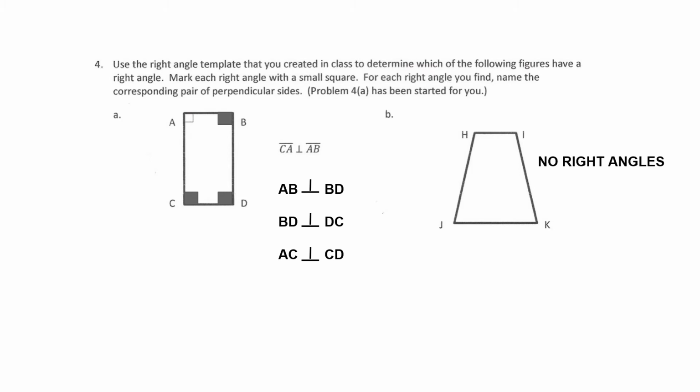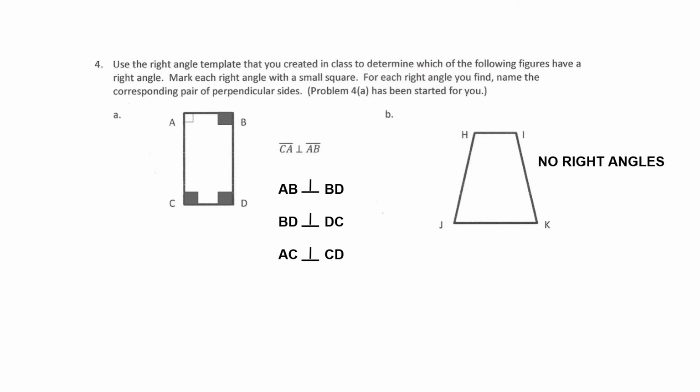Now for 4, you are going to use the right angle template again to determine which figures have a right angle and mark each right angle with a small square. For each right angle you find, you're going to name the pair of perpendicular sides. So for problem A, they did the first example here. Do you see how they made a square? I colored mine in just so you could see them. So to make this perpendicular, it would be CA, this line segment, and AB. So that means line segment CA is perpendicular to, and that's the symbol, AB.